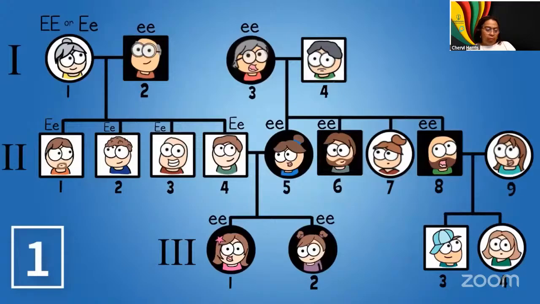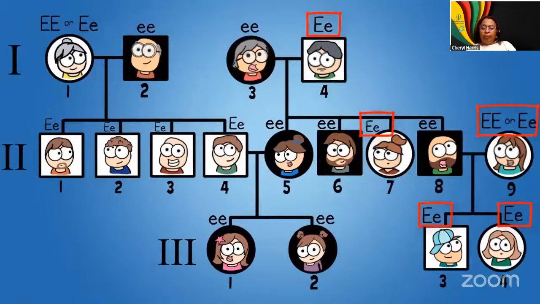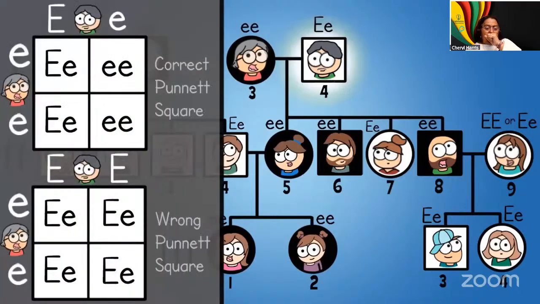Ta-da! Imaginary family done. So how'd you do? Well, here are some of the tricky ones. Did you see that generation 1, individual 4, has to be a carrier only? Because if not, then the shaded children would not be able to get the little e that they have, because they have to get a little e from both parents.